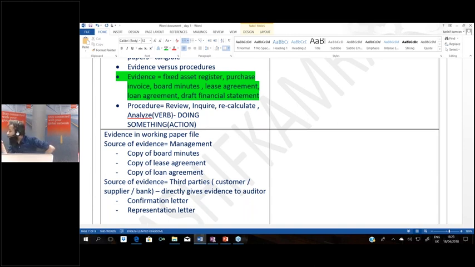Okay, let me take some quick questions. Shabrez Alvi: No, we need the original confirmation letters as the one specific arranged for the auditor. Perfect, right? Shabrez Ali Raza: Recalculation of depreciation expense should be in the working paper file as the evidence. Yes, Ali Raza, I'm coming to that.